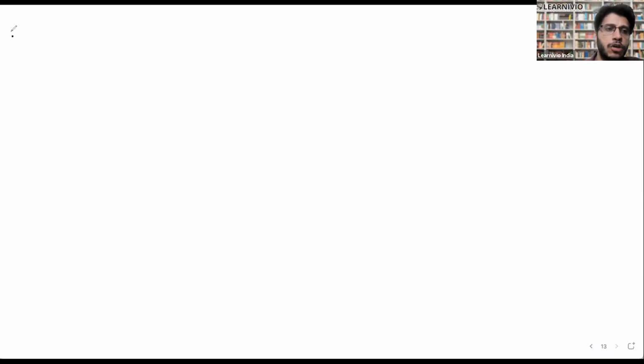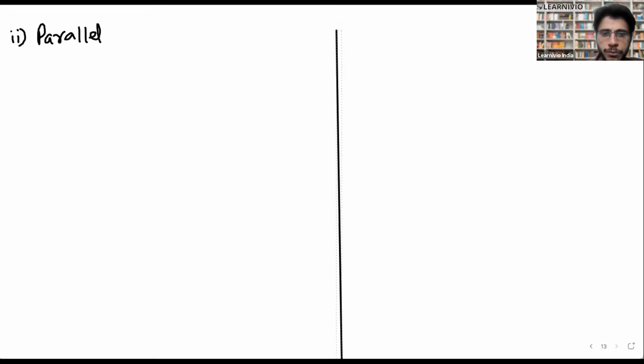Now, parallel combination. Next is parallel combination of both capacitor as well as resistor. You should always remember one of the basic differences between capacitor and resistor. In capacitor, charge is stored. We use capacitor to store charge, while in a resistor, current flows. So we have a few capacitors connected in parallel.